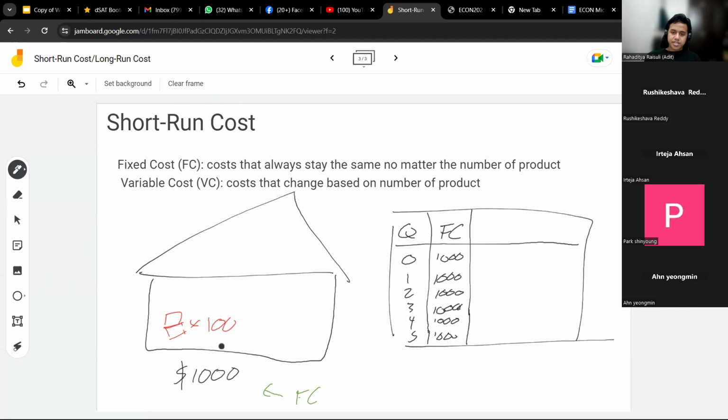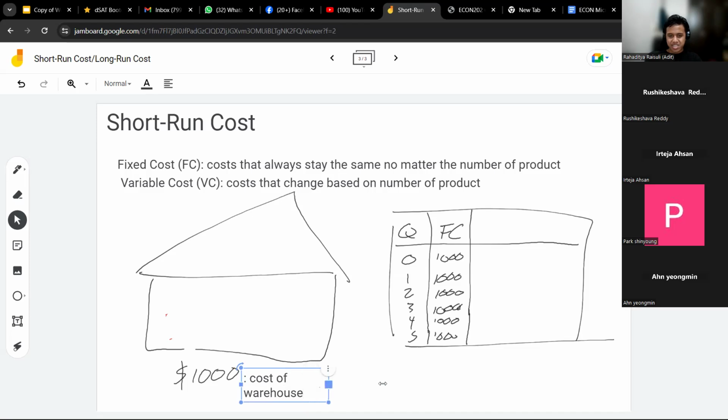So fixed cost is basically cost that always stays the same. For example, the fixed cost in this case is the cost of the warehouse. These costs never change, no matter how many of the product you produce. If you produce one, you still pay 1,000 for the warehouse. Make two, 1,000. Three, 1,000. Even if you make 400 laptops in the same warehouse, the fixed cost always stays at 1,000. So that's fixed costs.